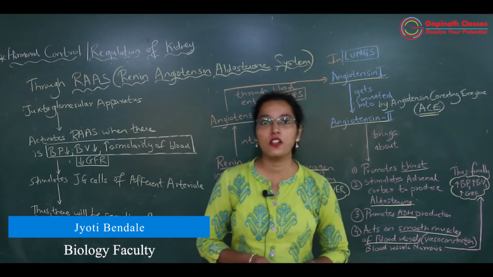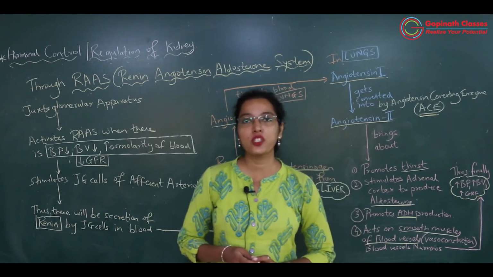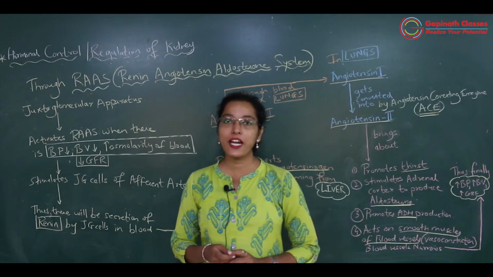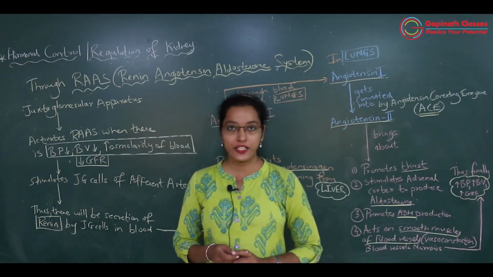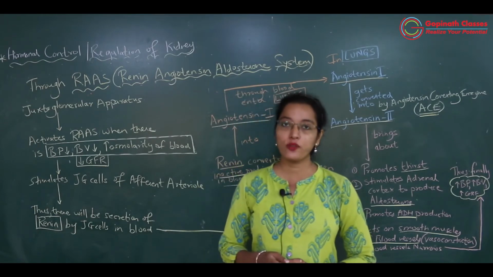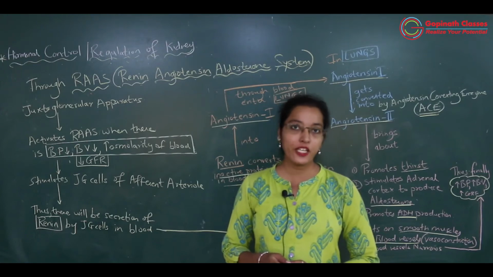Hello students, in the last session we have studied about regulation of kidney function due to production of ANF. ANF is what? Atrial natriuretic factor. ANF is a vasodilator, wherein ADH also we have studied how ADH is also involved in regulating the blood pressure, blood volume, that also we have studied.